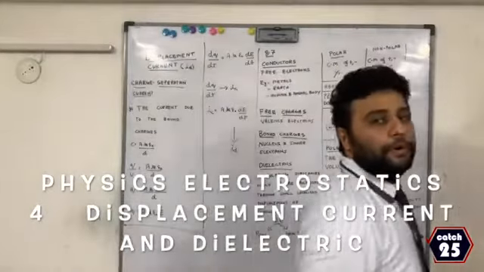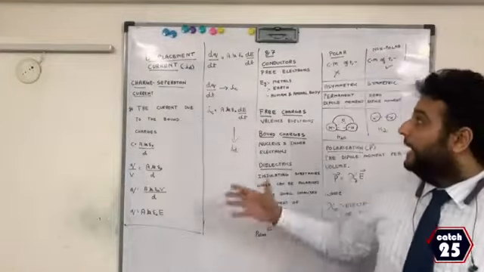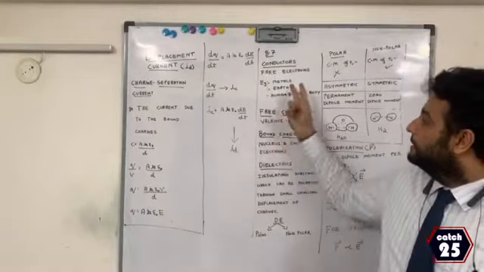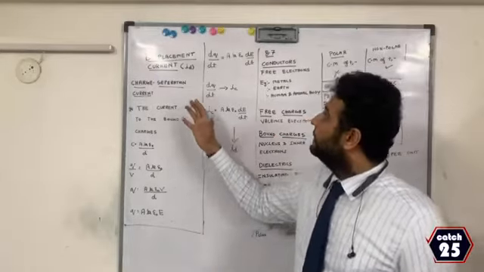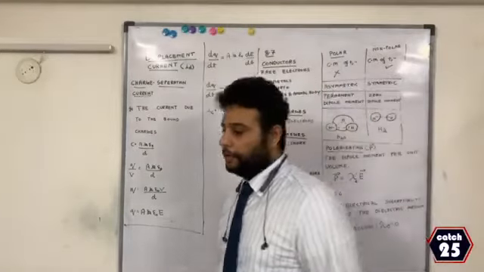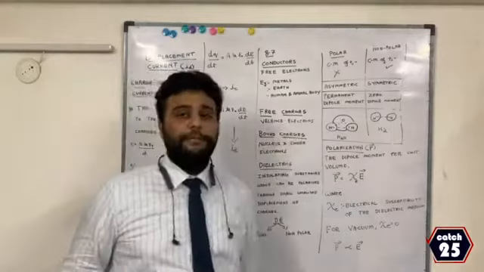Now in this topic, what we will study is two things. One is displacement current, and the next is topic 8.7, where you have conductors, insulators, free charges, bound charges, dielectrics. Displacement current is a separate topic, and 8.7 also is a separate topic. Let me first finish displacement current, then I'll come to topic 8.7.